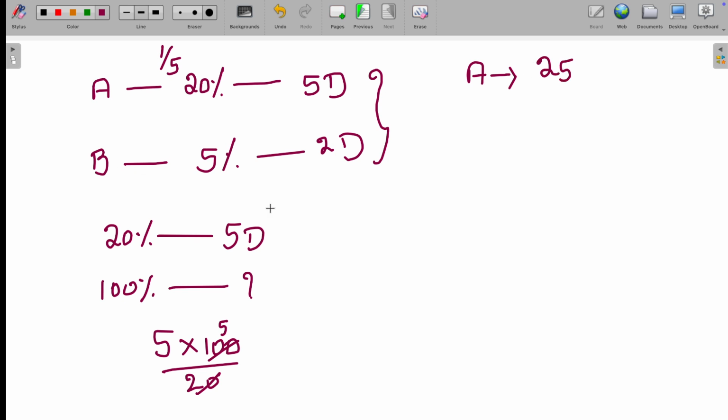Like that B also. B can complete 5% of the job in 2 days means, to finish 100% of the job, in how many days? 5 ones are 5, 5 twenties are 100, so 20 into 2, 40 days. B can complete the job in 40 days.